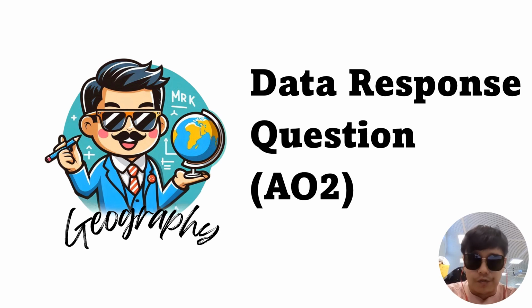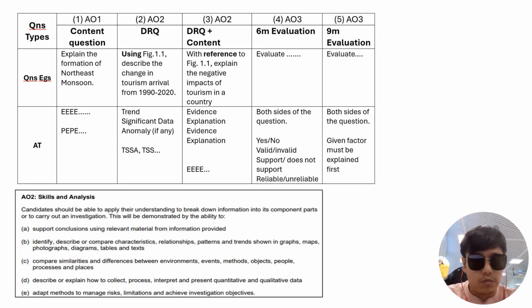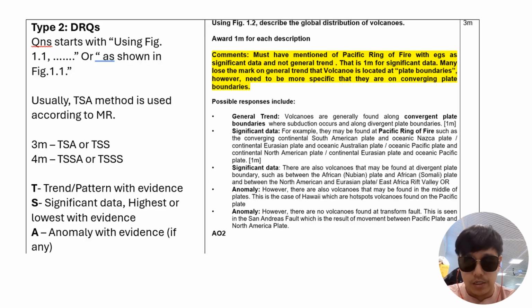Okay, today's video will be on data response questions, which are the AO2 questions. As you can see, previously in my summary videos, there are 5 types of question. I further divided the AO2 questions into 2 types. One is DRQ and the other is DRQ with content. So you can see there's actually a huge difference between the two, and you need to be clear what the question is really asking you. And you can see in this example over here.